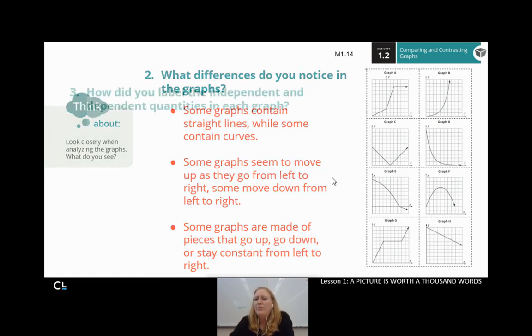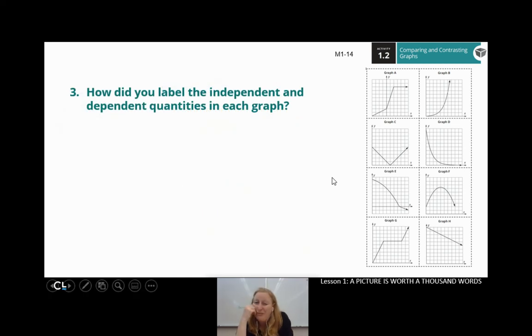You probably already know the answer to question number 3 because we kind of already discussed it. How did you label the independent and dependent quantities in each graph? Go ahead and hit pause, jot it down, hit play to keep going.